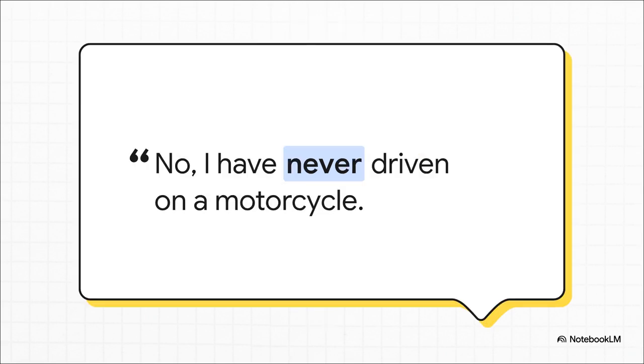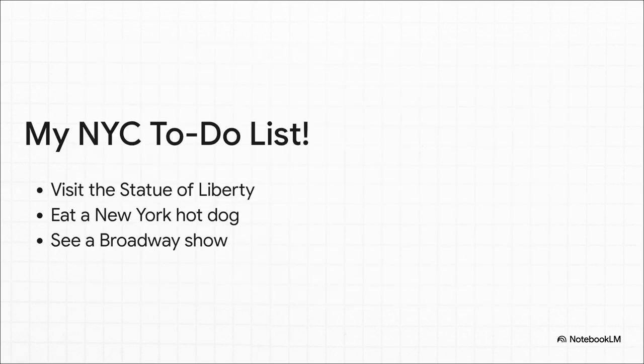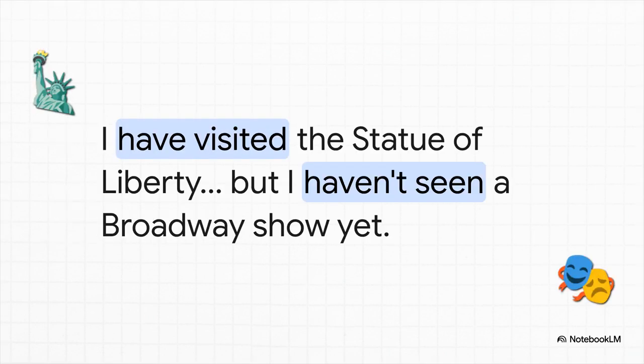And look, your answer follows that recipe perfectly. It's either yes, I've driven a motorcycle before, or no, I have never driven a motorcycle. See? You're just sharing a life experience. You're doing it. Let's try another one. A fun little scenario. Imagine you're on a trip to New York City and you're telling a friend what you've done so far. Here's your little to-do list. You could say something just like this. I have visited the Statue of Liberty, but I haven't seen a Broadway show yet. You're telling them about the experiences you've completed and the ones you haven't, all in one sentence. It's the perfect practical way to use this tense.